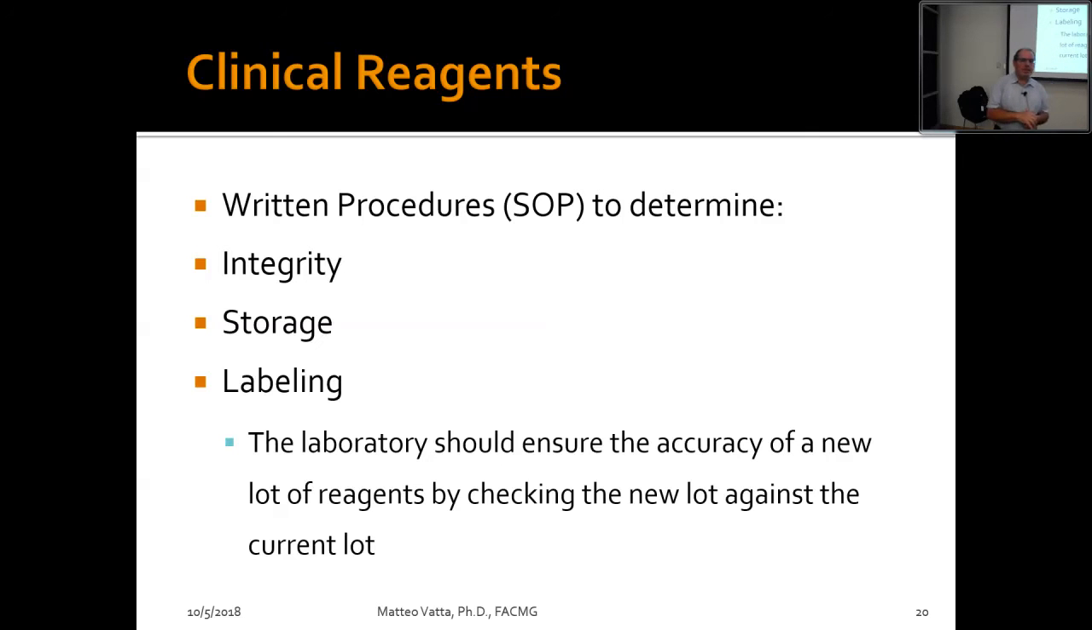So also the reagents, they have to undergo written procedures in order to provide the integrity, or to maintain the integrity of the reagents. If they have to be at -20, this -20 freezer must not have a fluctuation in temperature. So the type of storage and where they are stored, everything has to be controlled in order to avoid cross-contaminations. And also they have to undergo a specific labeling.